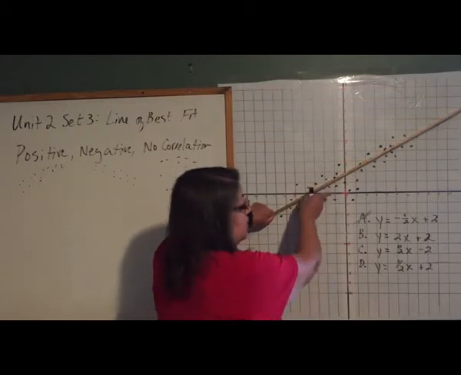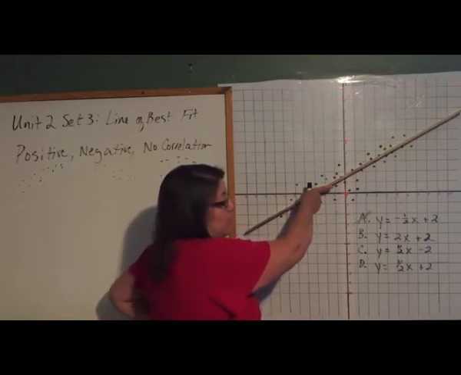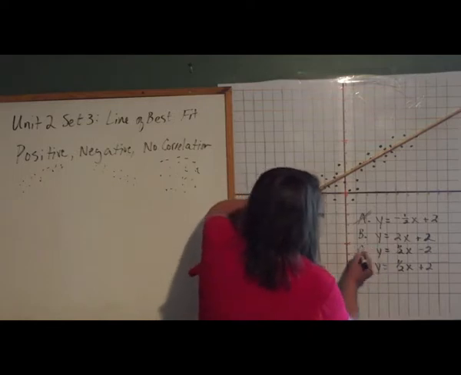Another thing you can think of is it is crossing above the x-axis. You can tell that, so we know our y-intercept is going to be positive. So I'm going to eliminate any y-intercept that is negative. That means I can eliminate C here.